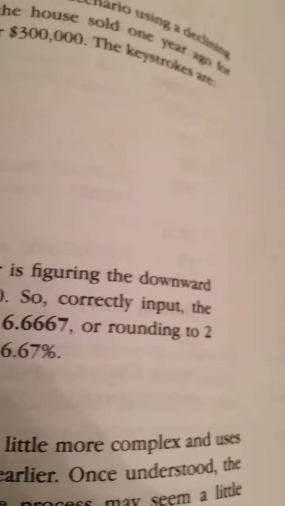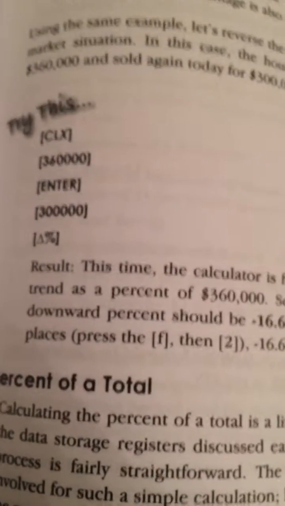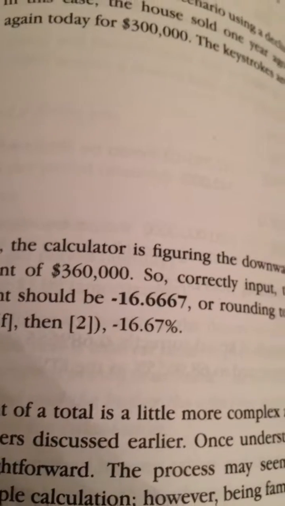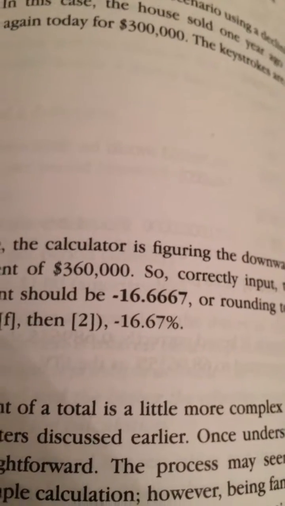16.6667, or rounding to 2 places, press the F, then 2. Negative 16.67%.